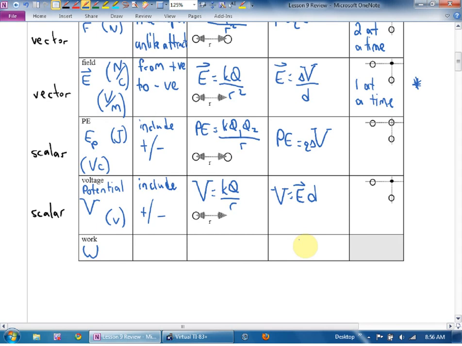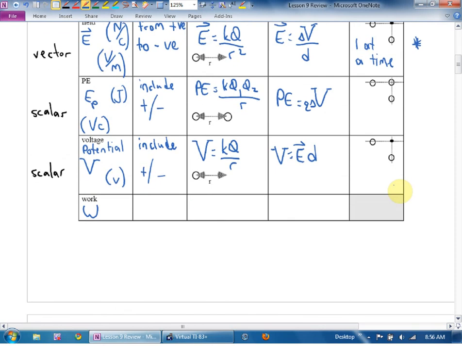And again for voltages, if they gave me 2 points and they said find the overall voltage right there, go one at a time, add them up. The last thing is work. Work is a scalar. Because it's a scalar, we're going to include plus or minus.